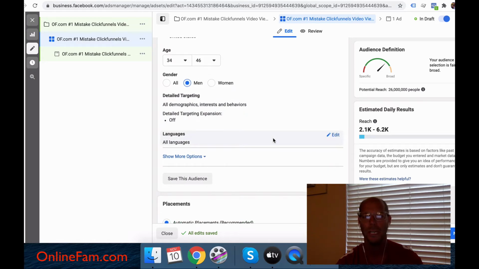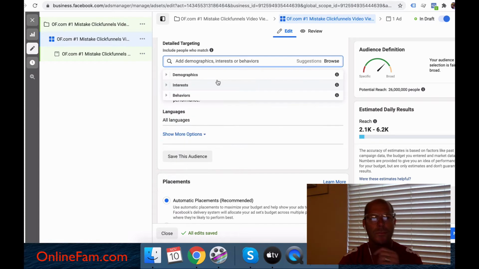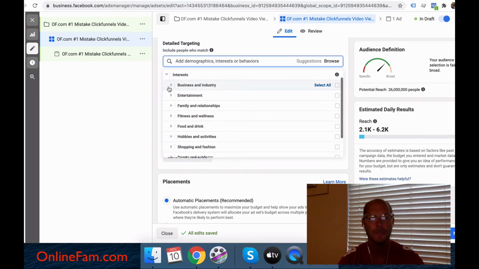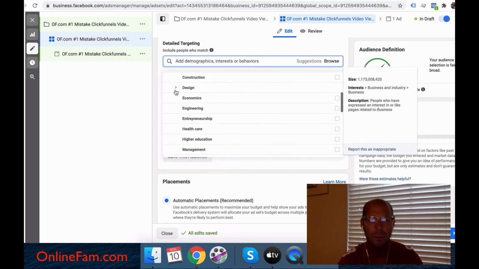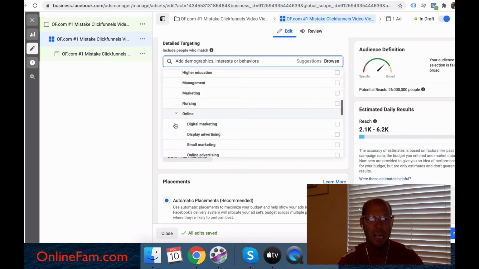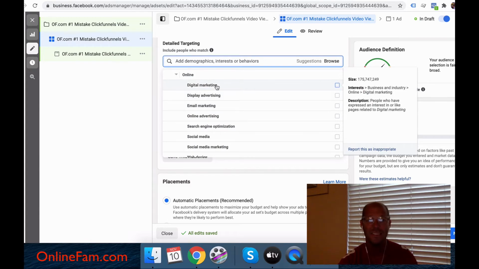All right, the next thing we're going to do is detailed targeting. So from detailed targeting, let's jump into interests. And I'm going to go with business and industry. I'm going to scroll down here. There's a lot of options for you too. And I'm going to talk a little bit about some of these. Am I interested in people that are entrepreneurship? I am, but not detailed enough for me. I'm coming down to online and I'm going to start looking at these digital marketing, but you got to pay attention to something here. See, I do that and it messes it up.